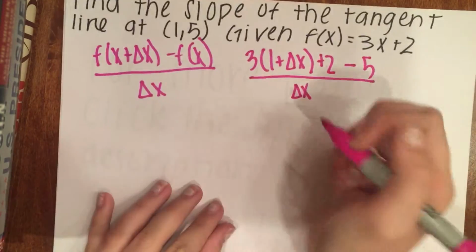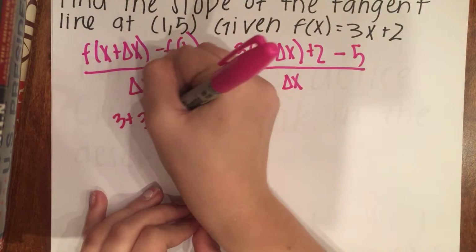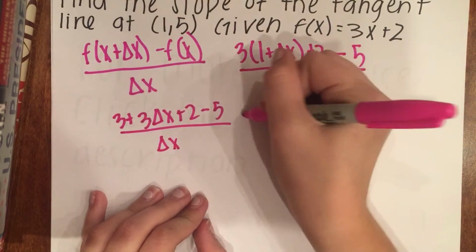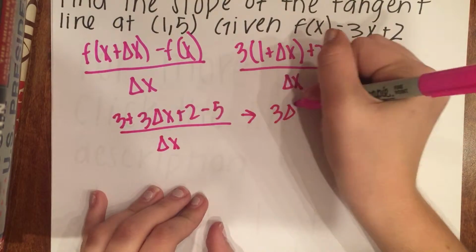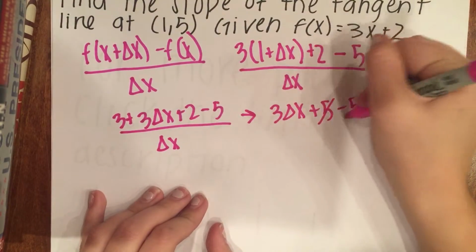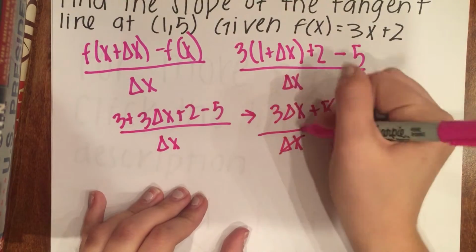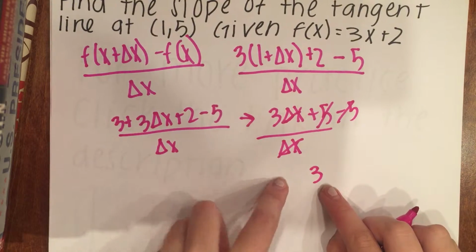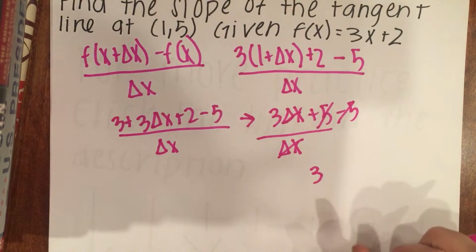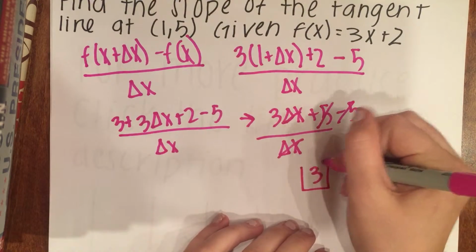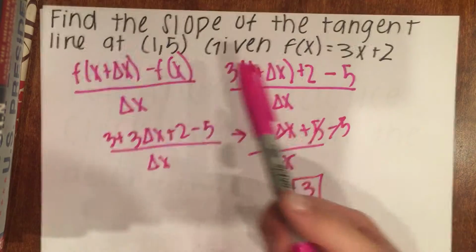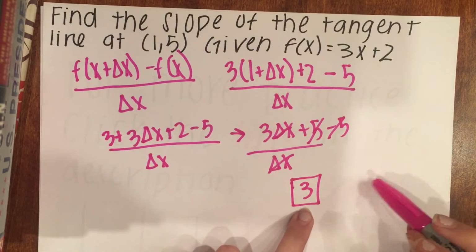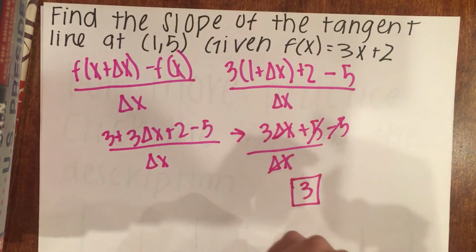So when I distribute this out, I get 3 plus 3 delta x plus 2 minus 5 all over delta x, which then goes to 3 delta x plus 5 minus 5, they cancel, all over delta x, so these two delta x's cancel, and I'm left with 3. So now I don't have to take the limit as delta x approaches 0 because there's no delta x to plug in 0 for. So I'm just given that 3 is the instantaneous rate of change at 1, 5 for this equation. Now it's okay that this doesn't have an x in it because the equation is linear, therefore its derivative is a constant.